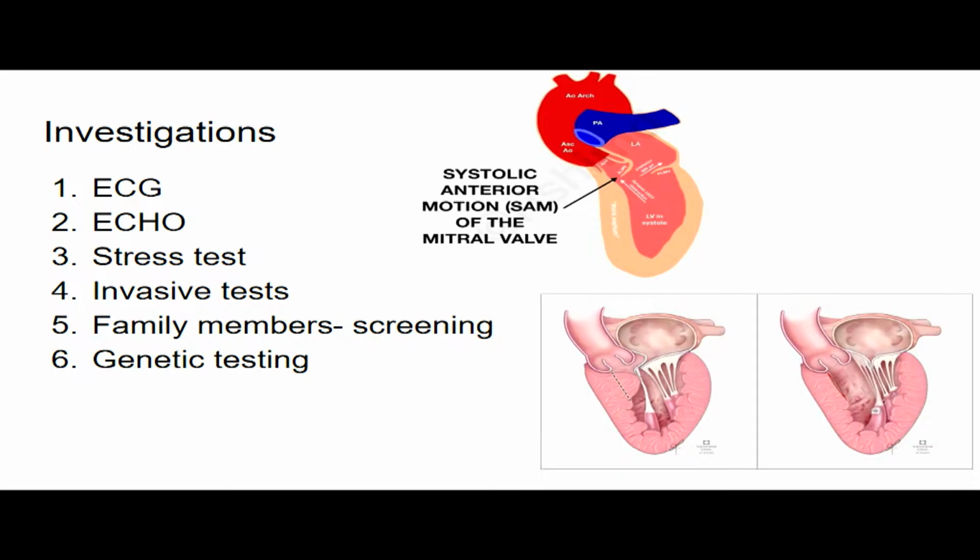Then we can see this is the LV cavity, then this is the LV outflow tract, this is the aortic root, aortic cusps, then this is the sinus of Valsalva, and this is the arch of the aorta.